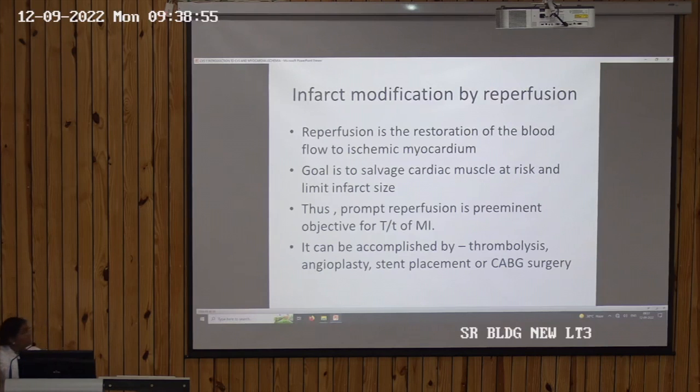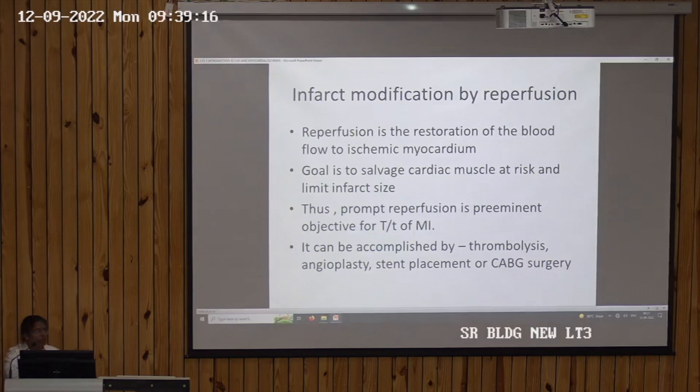Now, how is infarct modified by reperfusion? Why do we say that the reperfusion should be started immediately and it will limit infarction? Because the goal is to salvage the cardiac muscles which are at risk from ischemia. Therefore, prompt reperfusion is the treatment of choice in myocardial infarction.